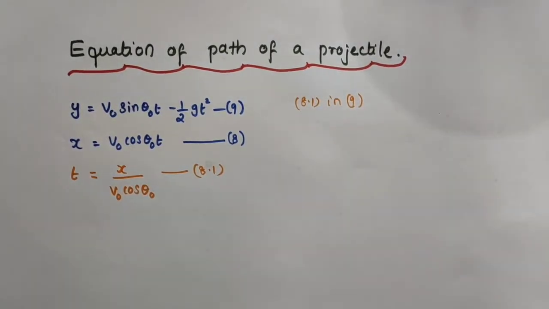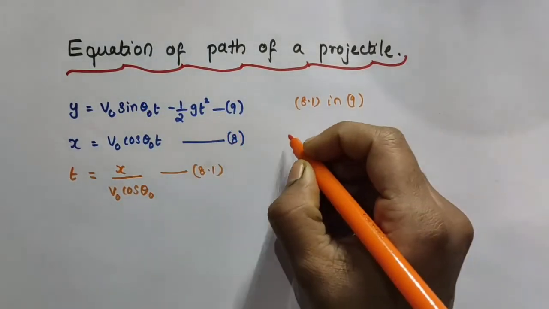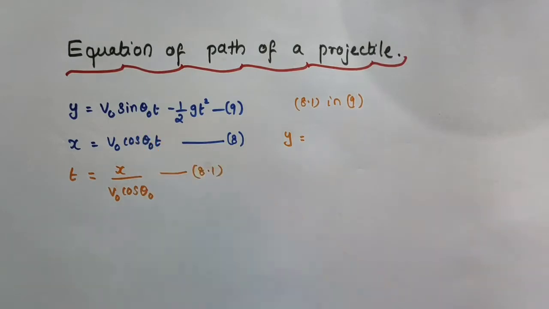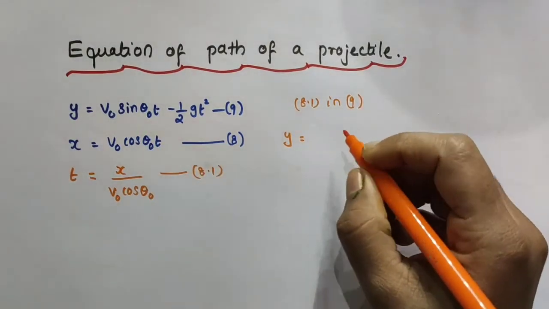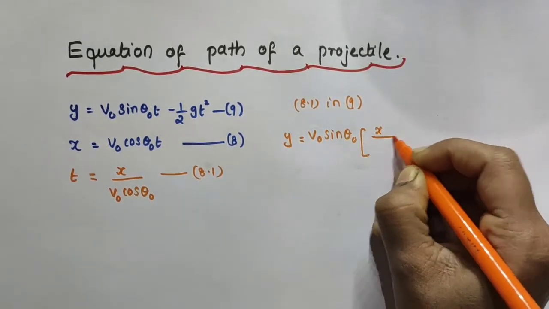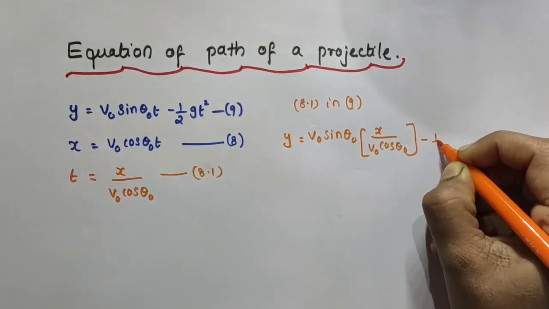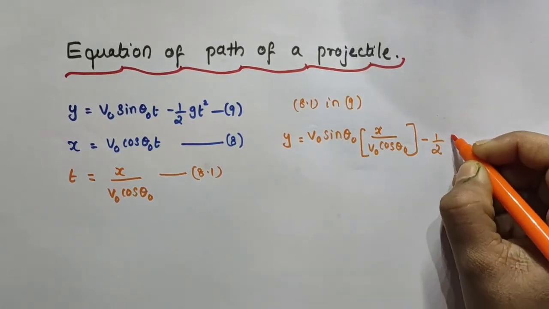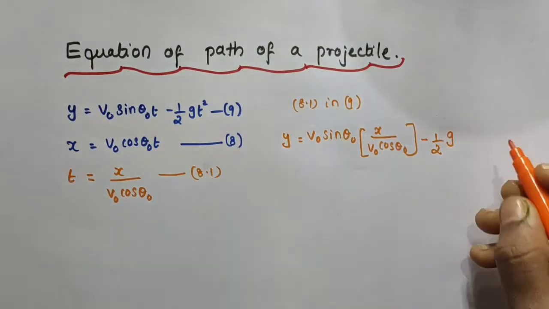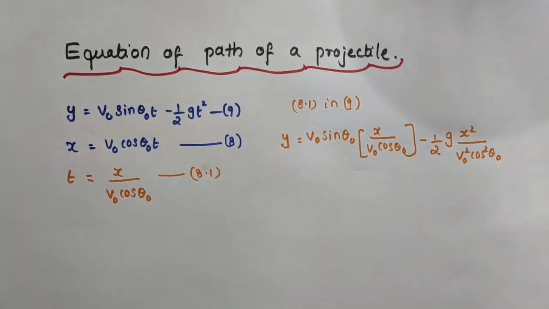So we have equation 9 as y equal to v0 sin theta 0 into t minus half gt square. When we substitute equation number 8.1 in equation number 9, this becomes y equal to v0 sin theta 0 into t, where t is x divided by v0 cos theta 0, minus half g into t square, where t square means x square divided by v0 square cos square theta 0.